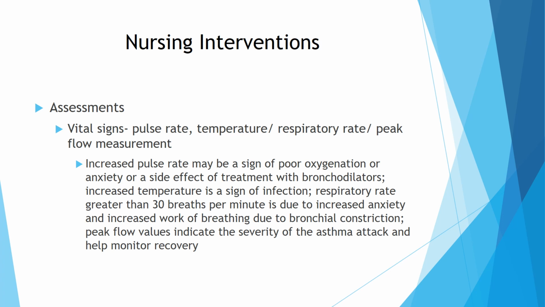Increased temperature will be a sign of infection. Respiratory rate greater than 30 breaths per minute is due to increased anxiety, increased work of breathing, that ineffective breathing pattern due to bronchial constriction. Peak flow values will indicate the severity of the asthma attack and will help monitor recovery.